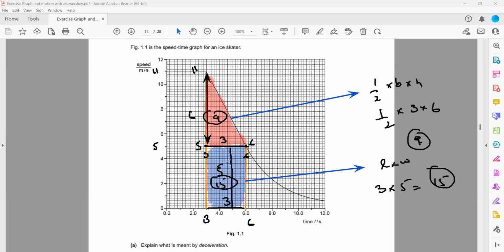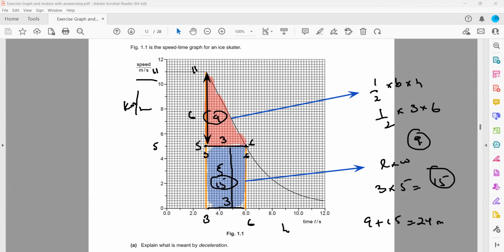So what is the total? Because they asked for the total distance traveled, we'll just simply sum them. It will be 9 plus 15, which makes 24. And if the speed is in meter per second and time is in seconds, the unit will be meter. But if the speed was in kilometer per hour and time was in hours, then the unit will be kilometer. Or if speed is in centimeter per second and time in seconds, the answer will be in centimeter.